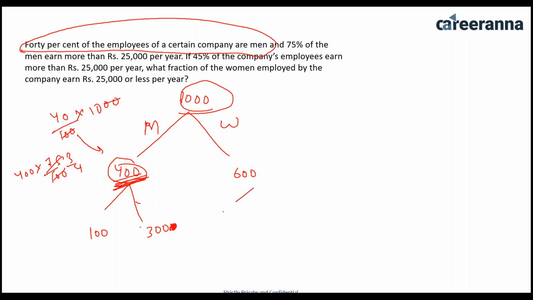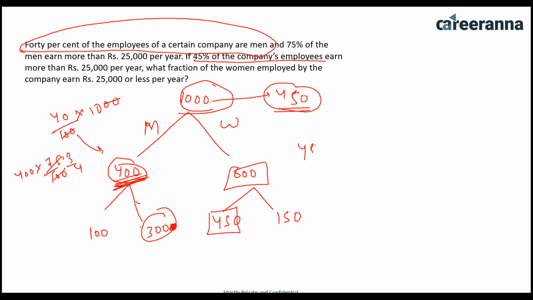300, it is 100. As per the question, 45% of the company's employees earn more than 25,000. So 45% of this number is 450. Right? 45% of this number is 450. Out of them, 300 are men. So women becomes 150. It has to be 450, and I have to find out the fractional value of this by this. 450 divided by 600 is 3/4. Is it clear? Yes, no?